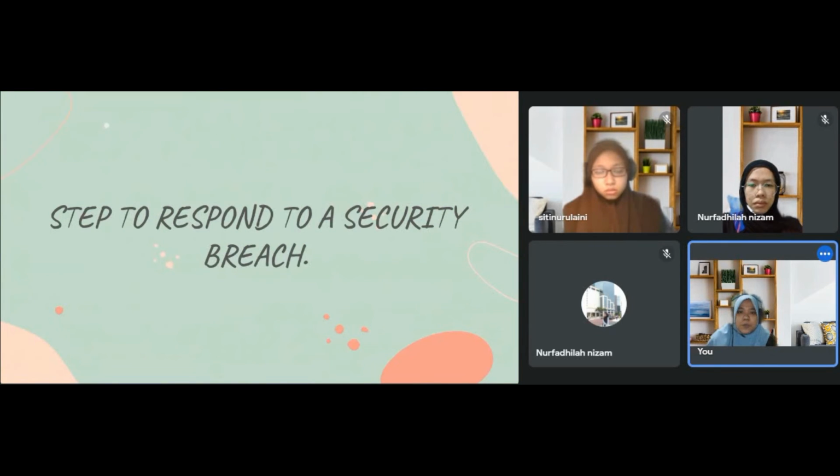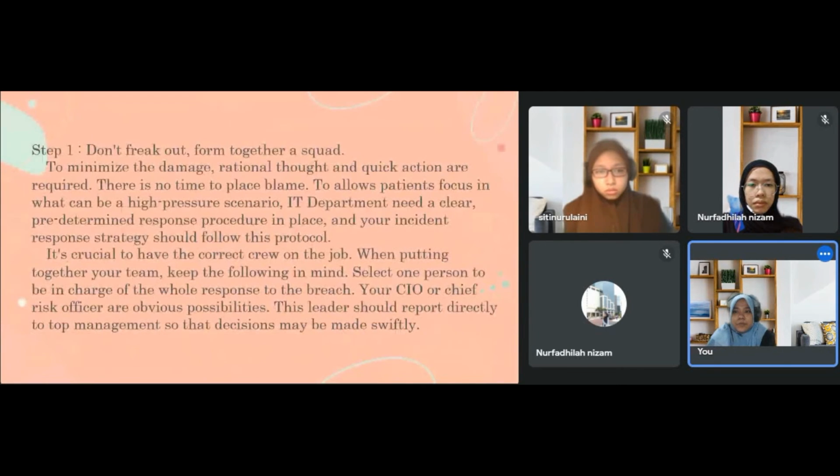Steps to respond to a security breach. First step is we don't freak out and we have to perform a squad. To minimize the damage, rational thought and quick action are required. And we should not blame each other. Our first main concern is to focus on patients in a high pressure scenario.